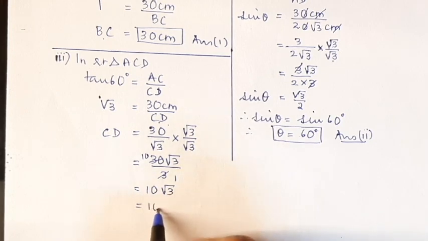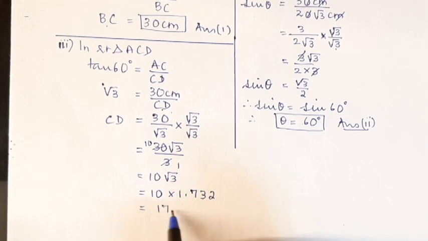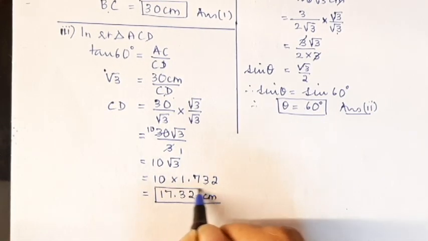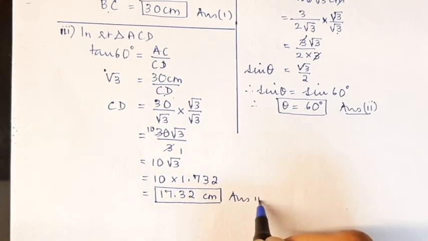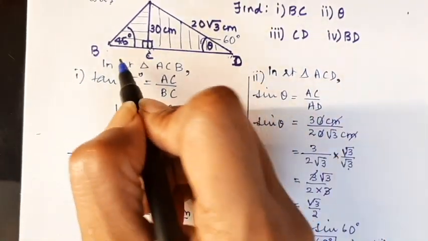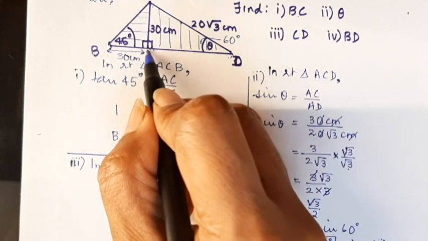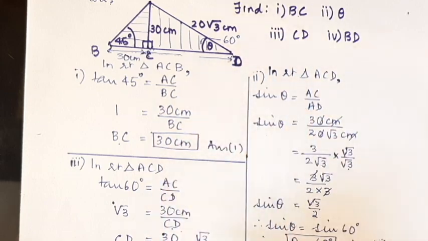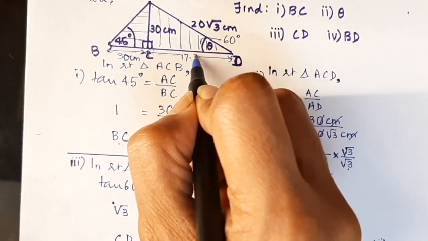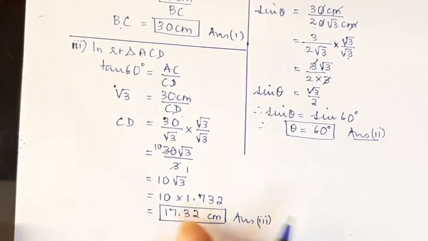And now we substitute the value of root 3. Root 3, the value is 1.732. And so that gives us 17.32 centimeter, and that is our answer 3. And so you see that our BC from here to here, this is 30 centimeter, and CD, that is from here to here, it is 17.32 centimeter, like how we calculated just now. Can you see that here, this one?